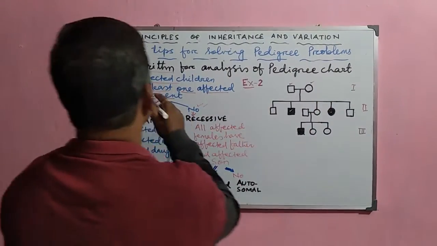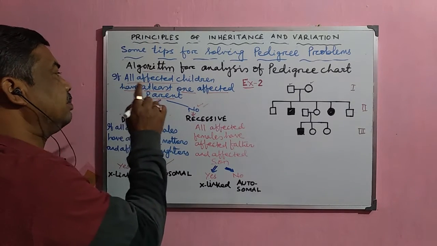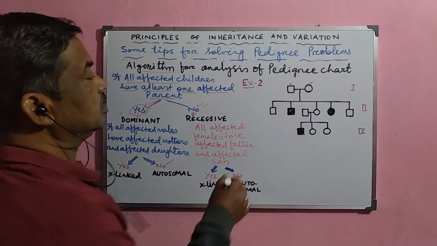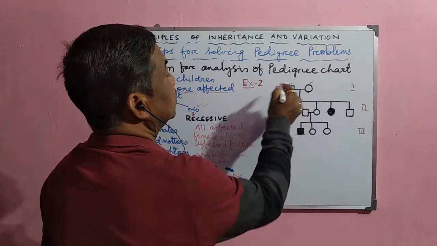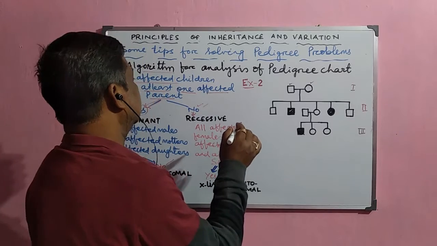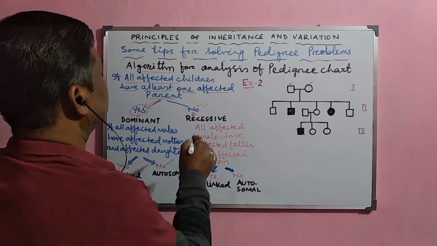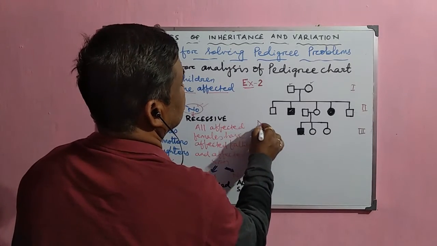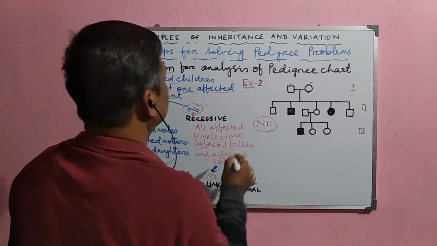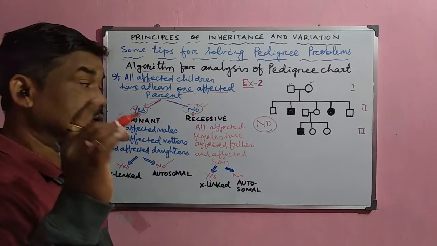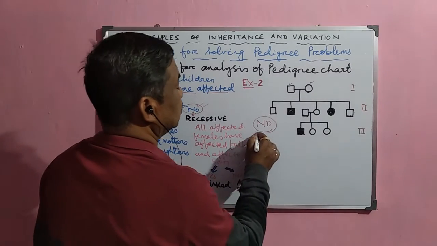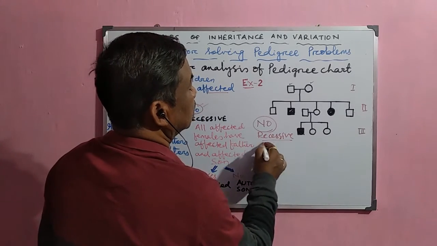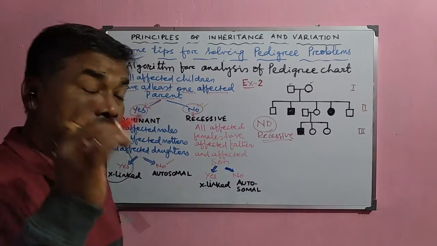Now according to this algorithm, if all affected children have at least one affected parent, that means, suppose this is an affected child and it does not have any affected parent, so that is why it is no. If it is no, then it is a recessive case. That means the disorder is related to the recessive gene.